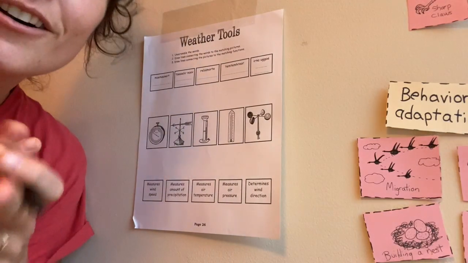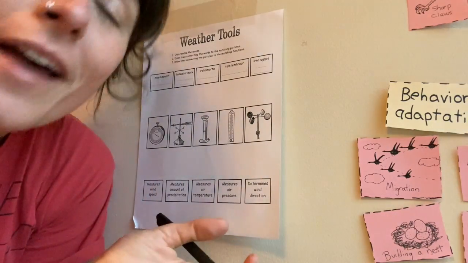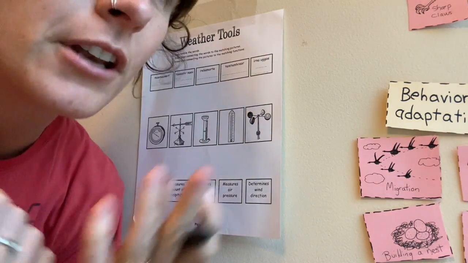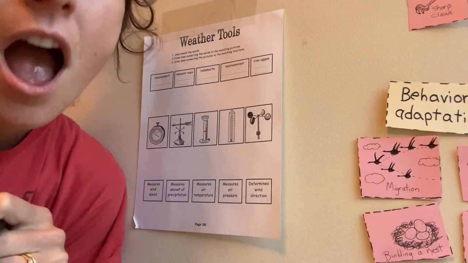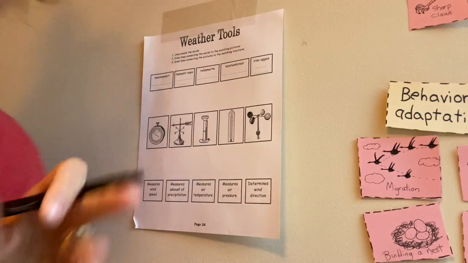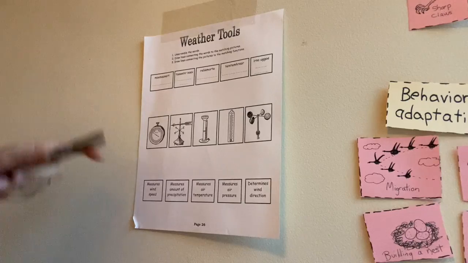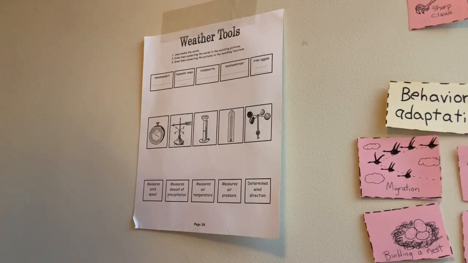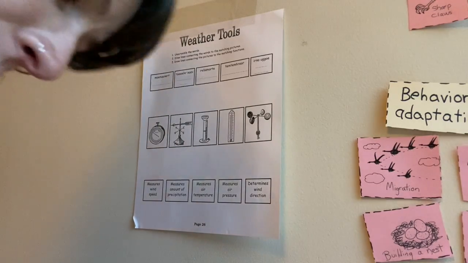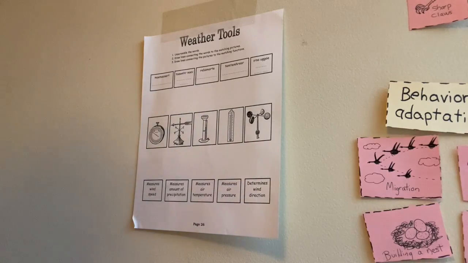Hey guys, so for this week we've been talking about weather tools and weather phenomena and all that kind of stuff all week. So today we're going to take a closer look at some of these weather tools. So we've got something like an anemometer. We've got a weather vane, barometer, thermometer, and rain gauge.